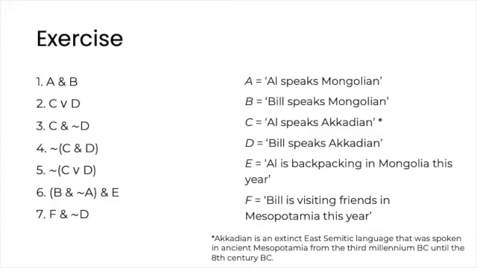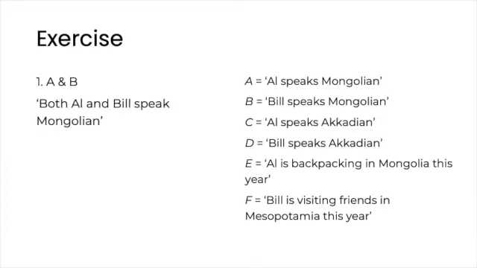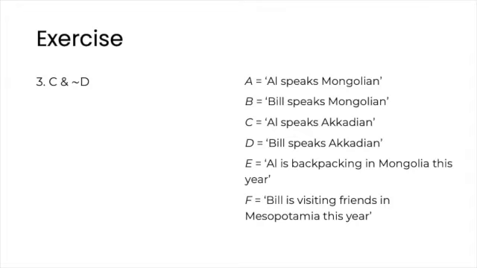Okay, hold on. An idiomatic English equivalent of sentence 1 would be "Both Al and Bill speak Mongolian." If instead you write "Al speaks Mongolian and Bill speaks Mongolian," that's correct, but it doesn't sound very natural. Number 2 is a symbolization of "Either Al or Bill speaks Akkadian." A component-by-component translation of 3 would be "Al speaks Akkadian and Bill doesn't speak Akkadian," but that sounds a bit awkward. A more natural translation of 3 would be "Al speaks Akkadian, but Bill doesn't."